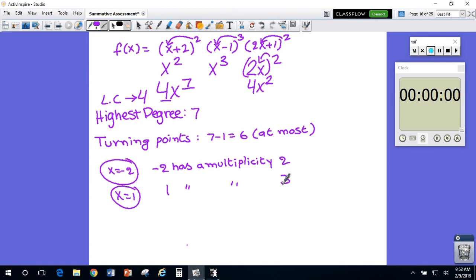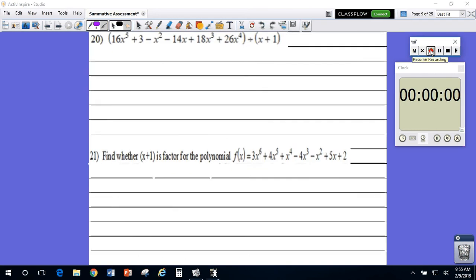Next step. When you solve this one, what do you get for x? Negative 1 half has a multiplicity of 2. So what we do here is, we set x plus 1 equal to 0 and solve for x, subtracting 1 on both sides, which gives you x equals negative 1. Now substitute x equals negative 1 in the given polynomial. So that is f of negative 1.